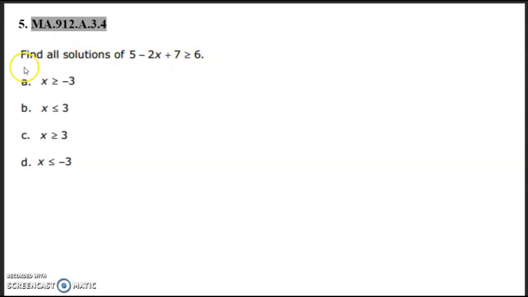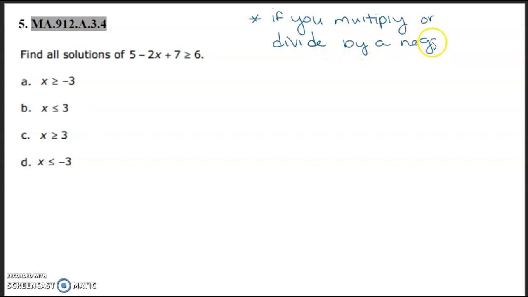So what it means instead of finding a solution is because we have an inequality here, which means it could be multiple things. So we solve this the same as the equation with one specific rule. The only difference between solving an inequality and solving an equation is this rule alone, and that's if you multiply, sorry about the bad handwriting, or divide by a negative sign or a negative number, you must flip the symbol.